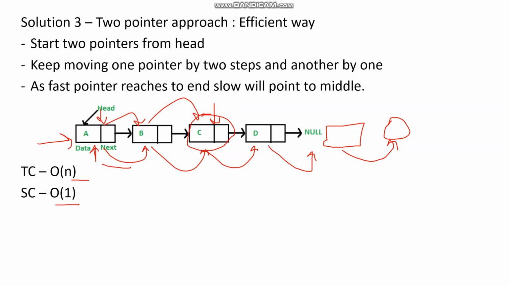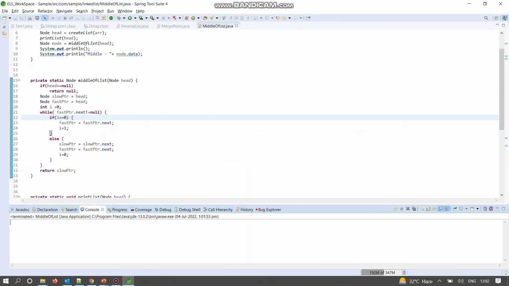So time complexity for this solution will be O(n) because we are traversing the list only once, and space complexity will be O(1) because we are not using any extra space in creating the hash table like in the earlier case. So it will be O(1) only.